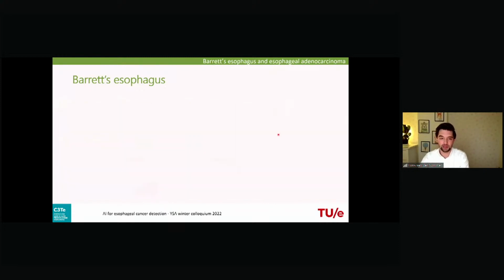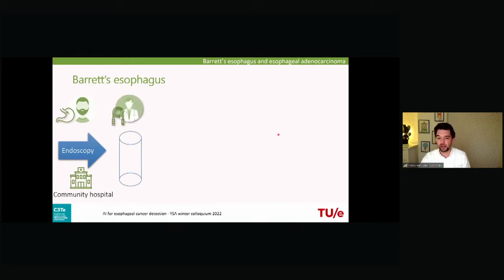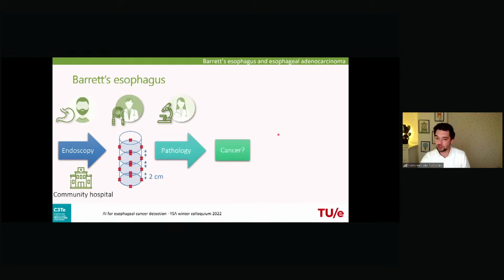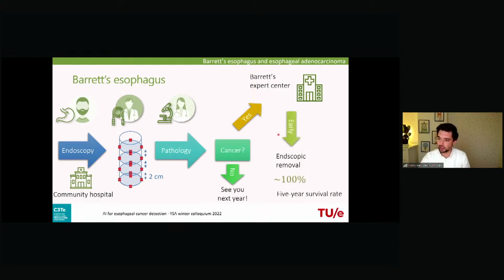So these patients that are identified with such a condition regularly go to a community hospital for getting an endoscopy, and then an endoscopist has a look and mostly just takes some biopsies at predefined locations. Then these are sent to a pathologist, and this pathologist will tell whether or not there was cancer found in any of these biopsies. And if not, then people come back after a year or maybe after 2 years. If there is cancer detected, then they're sent to this Barrett's Expert Center. And if they're early, then they can still endoscopically remove it. And the 5-year survival rate is almost 100% for such a procedure. But if they're late, then radical surgery is required.